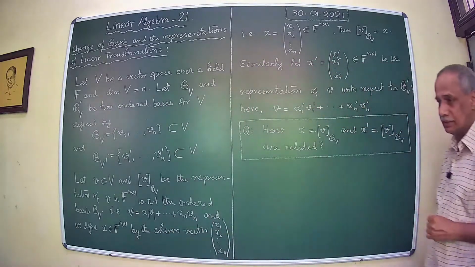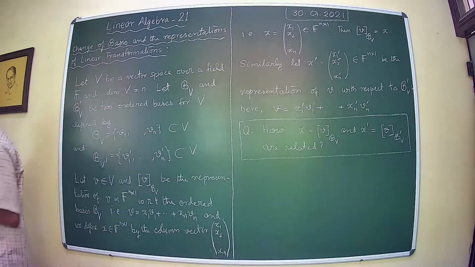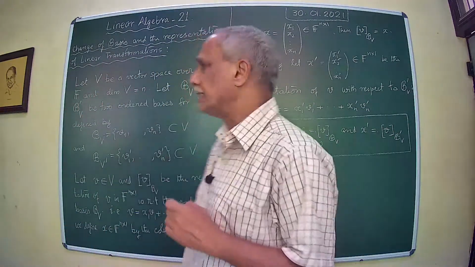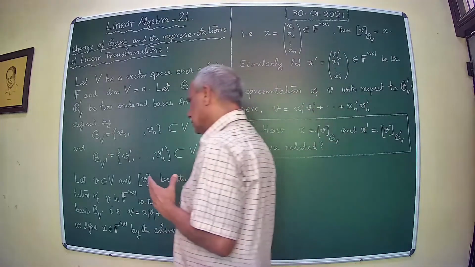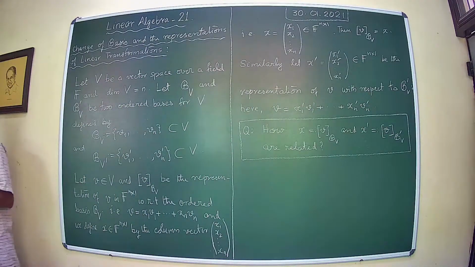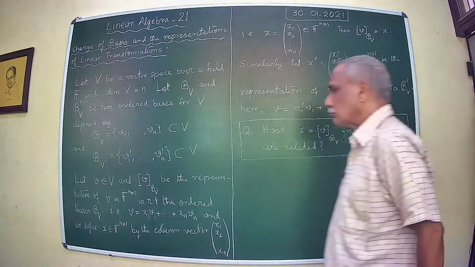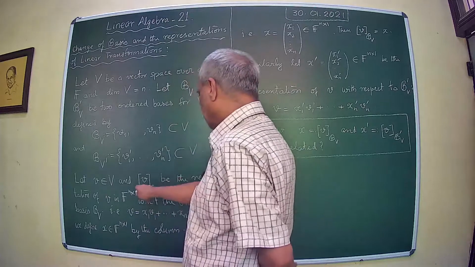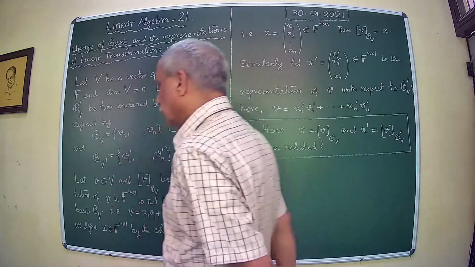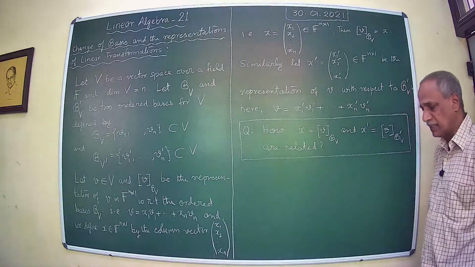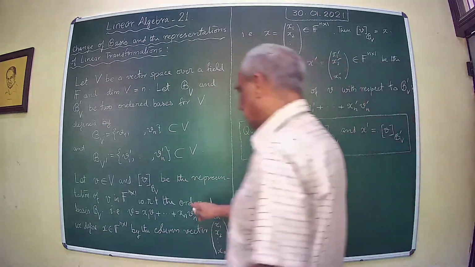Now the problem is this: suppose you take an arbitrary vector v belonging to capital V. Now you see that there is a representation of v in terms of the ordered basis B. There is also another representation of the given vector v with respect to the other ordered basis. So we set up those representations as follows. Let v belonging to V, and let the square bracket v_B, which is a column vector, be the representation of v in F^(n×1). We take F^(n×1) to indicate that our representation is not as a row vector but as a column vector with respect to the ordered basis B.